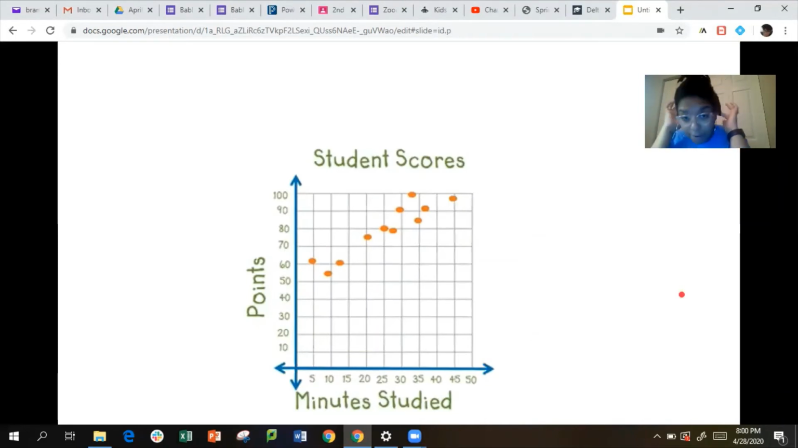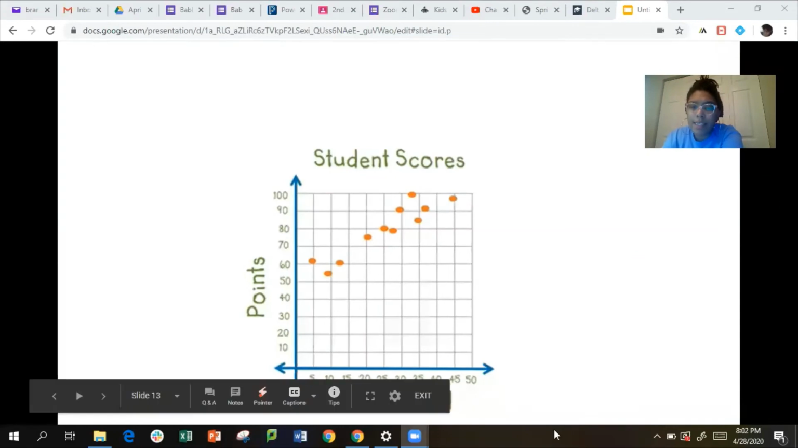This graph here says student scores. So the more minutes that they studied, their points would increase. As you can tell, this is a positive slope. So the amount of time that you study and your score are positively correlated with one another.